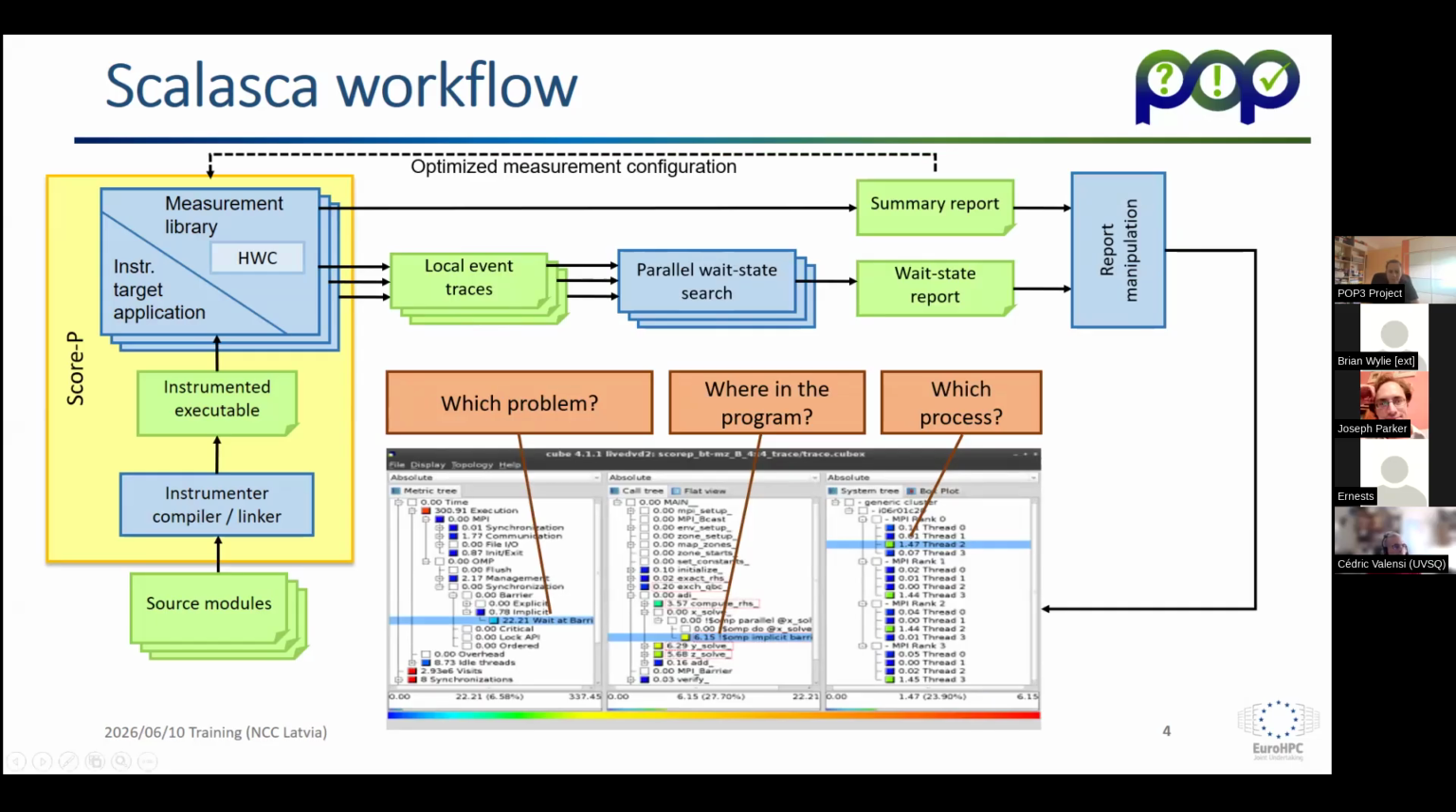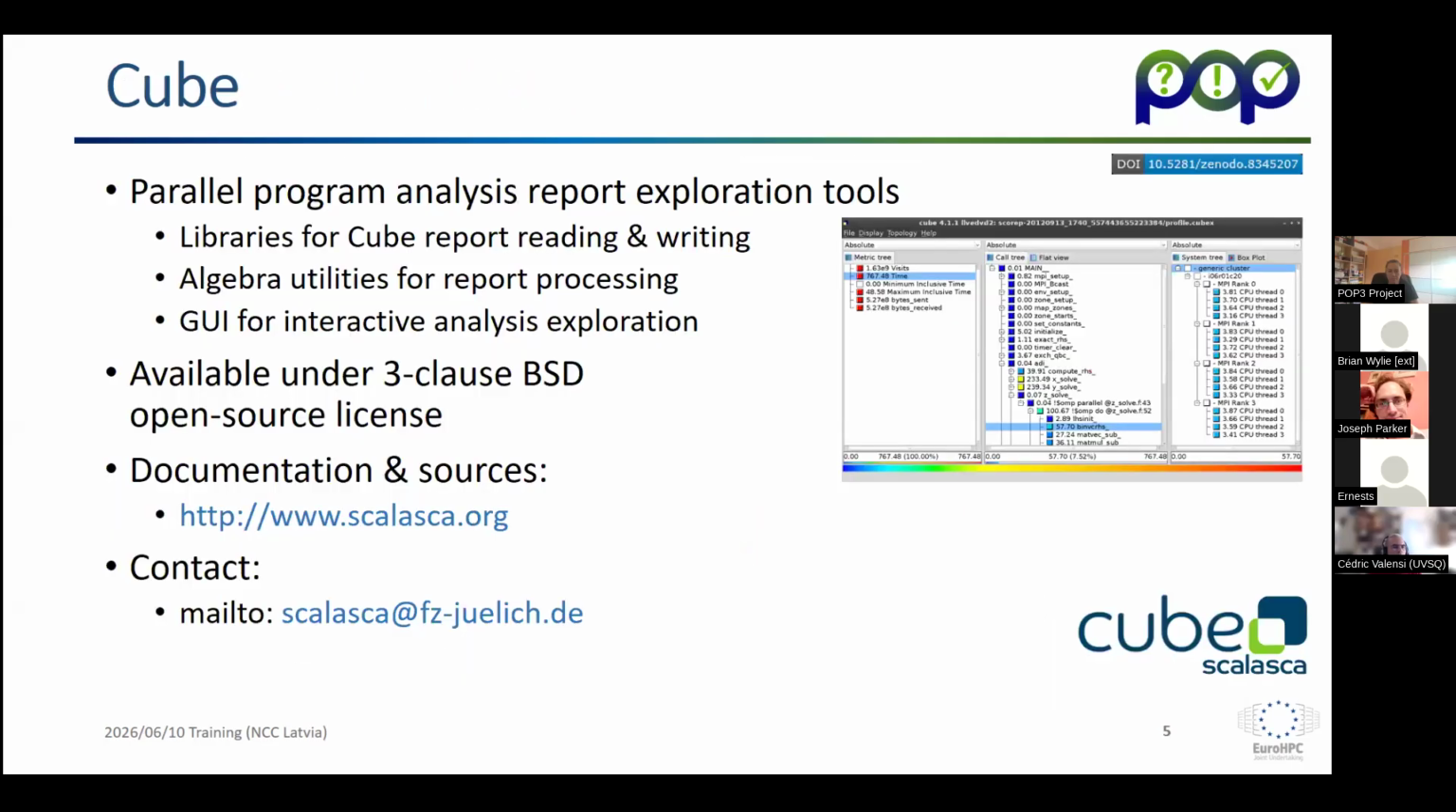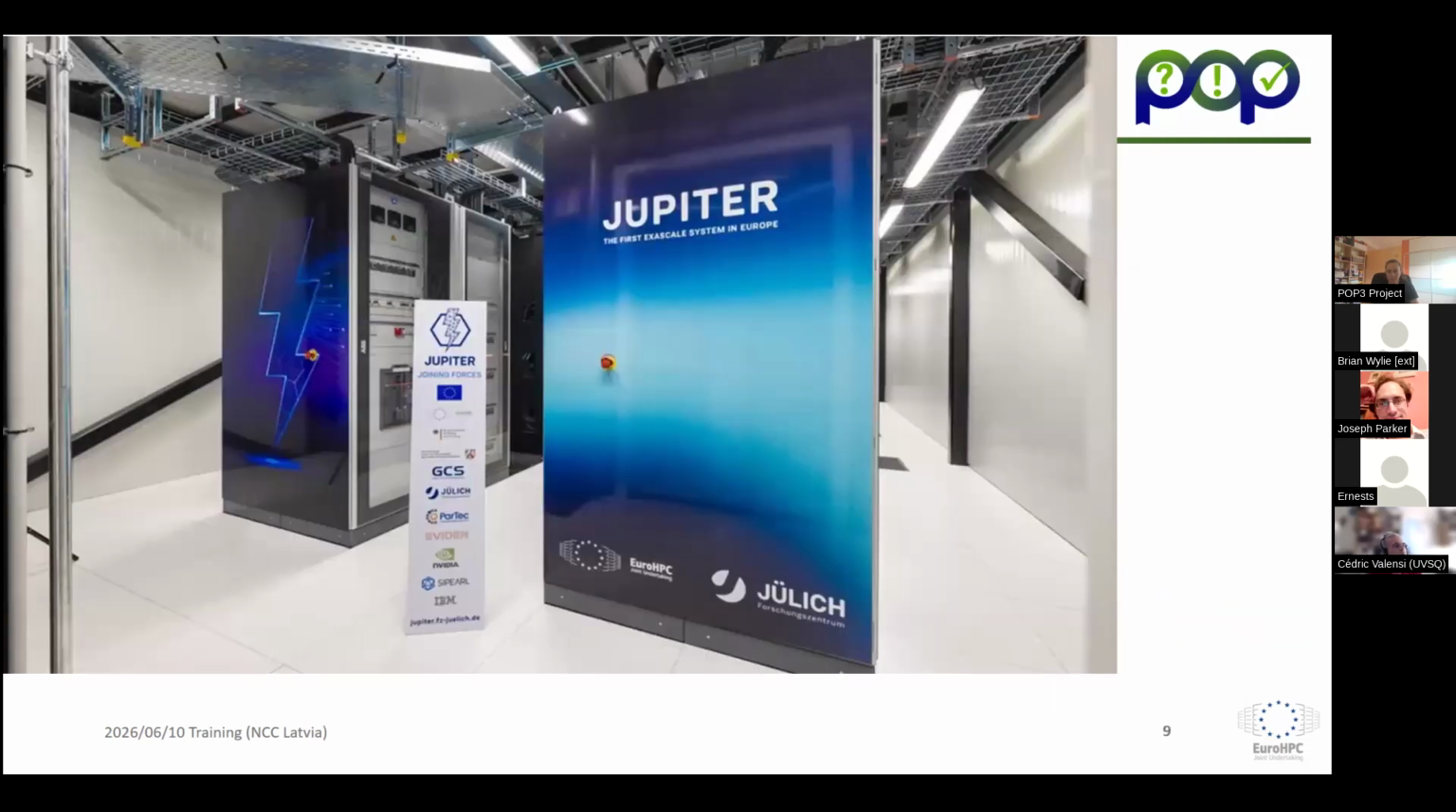So the display we use is known as Cube because it has 3 dimensions to it. One dimension is the performance problems, the different metrics that we've collected, then where in the program these occur, so which parts of which functions and parallel loops are being executed, and then which processes, threads, etc., is where the time or the metric is spent. So that's a very generic presentation that you can customize and adjust in various ways. Again, an open source utility.